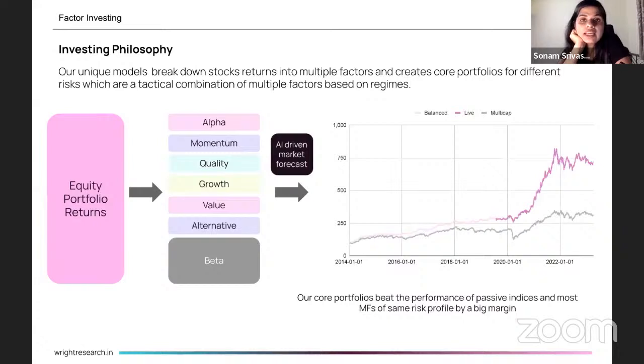The market is either high risk or low risk. If the market is high risk, then I can invest in factors that have low risk. When the market is volatile, I'll stick to factors that have low volatility. So I will prioritize value, maybe volatility, and factors that are much more stable. Similarly, when the market has low risk, then I'll go to momentum, alpha, and all these factors. Along with it, we also include ETFs.